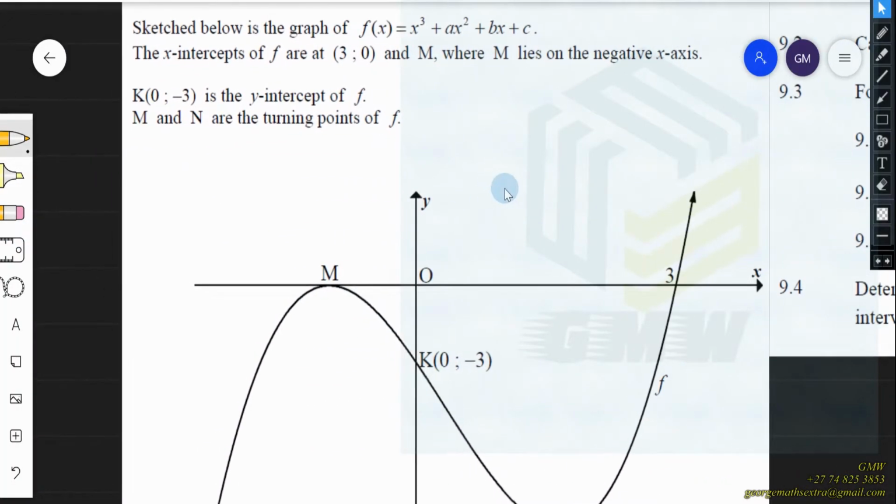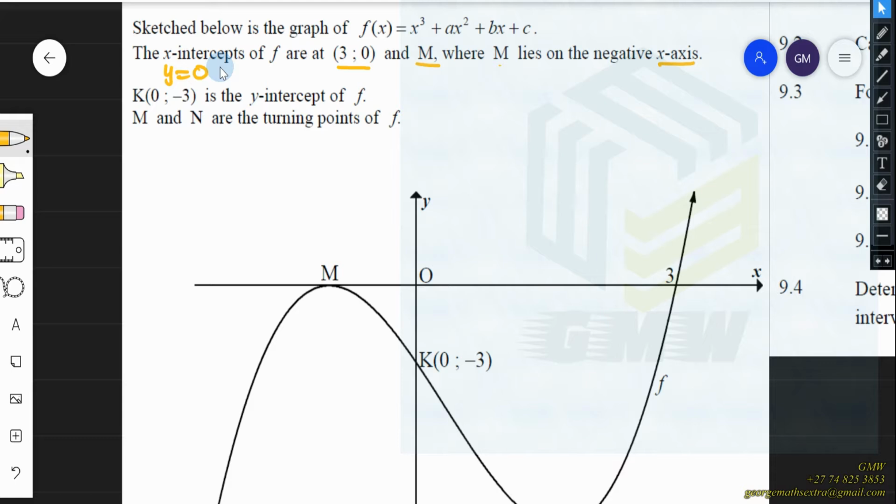The description reads: as sketched below is the graph of f of x equals x cubed plus ax squared plus bx plus c. Each time you read a word or words in maths that provide a concept, you should note it down. X-intercept means y equals 0. The x-intercepts of f are at (3, 0) and (m, 0), where m lies on the negative x-axis.